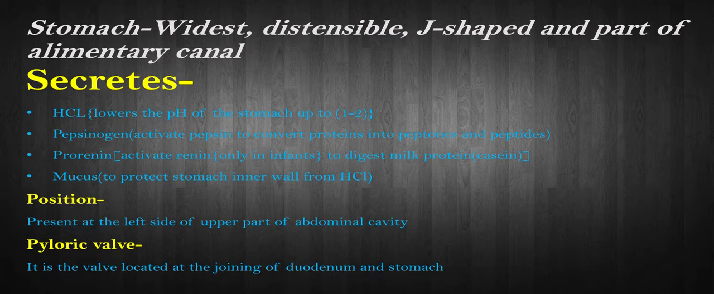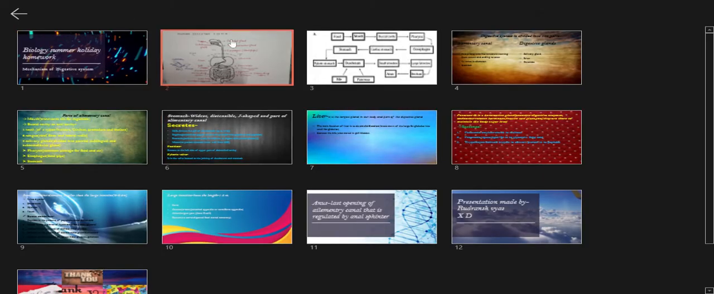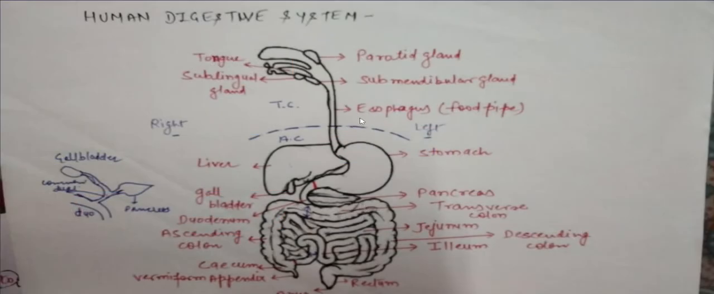Now the position. The stomach is present on the left side of the upper part of the abdominal cavity. Then it has a pyloric valve. It is a valve located at the joining of the duodenum and stomach. Now let's see where the duodenum and stomach are. First of all, this is the esophagus, and now the duodenum and stomach. Here it has the pyloric valve, and now the stomach. The stomach is in the upper left part of the abdominal cavity.